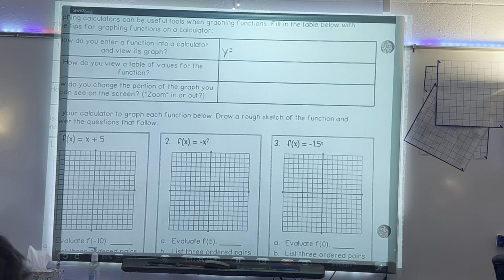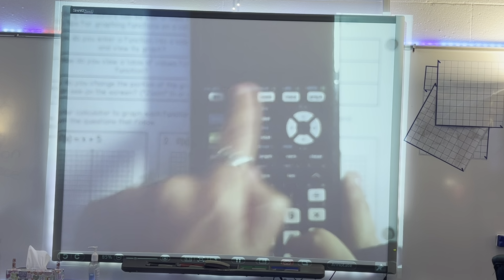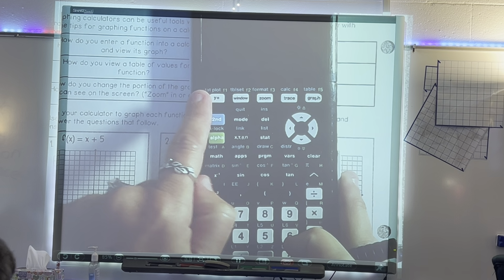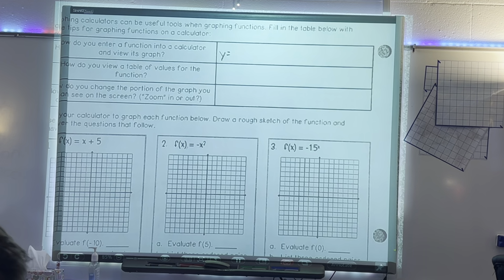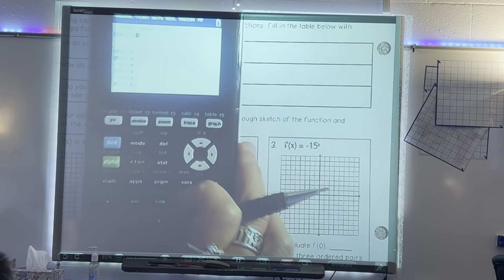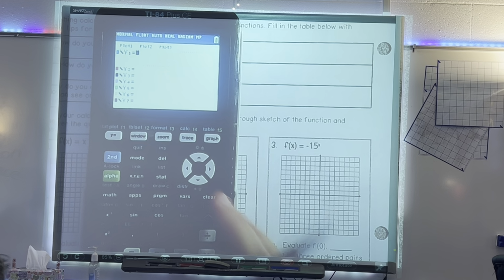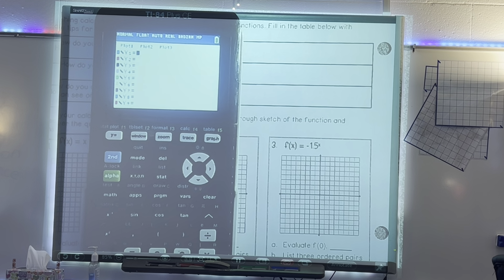Does everybody see it on your calculator? Right here. All of these buttons right here have to do with graphing. Okay? So I'm going to hit y equals. So in your calculator, do that. We're going to do this first problem. So when you hit y equals, you should get something that looks like this. You should have a whole list of y equals. I can graph a whole bunch of functions all at the same time. Everybody okay there?